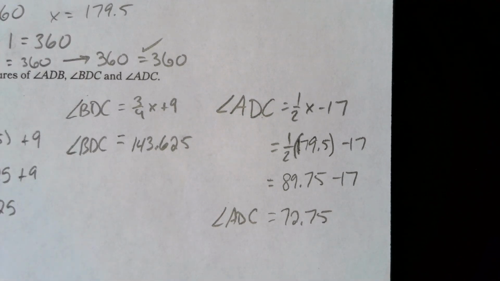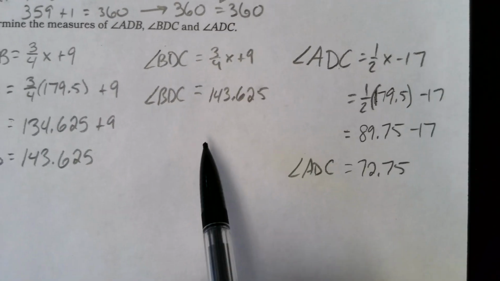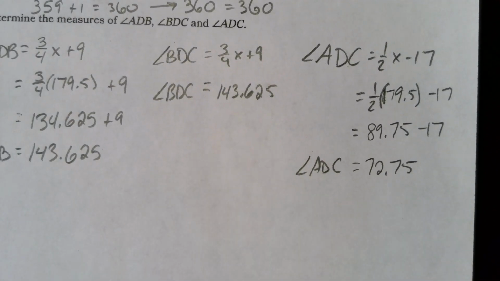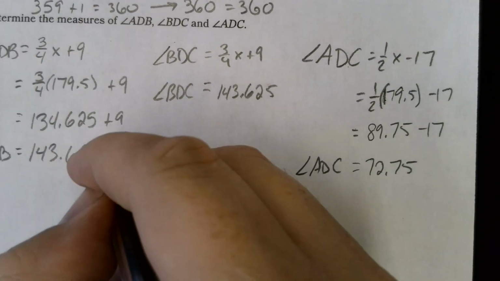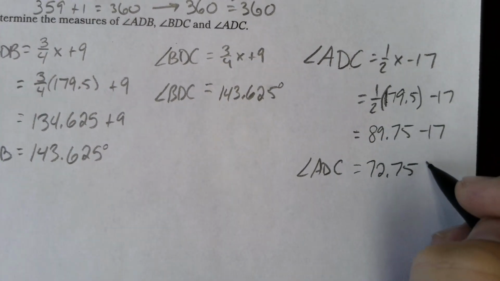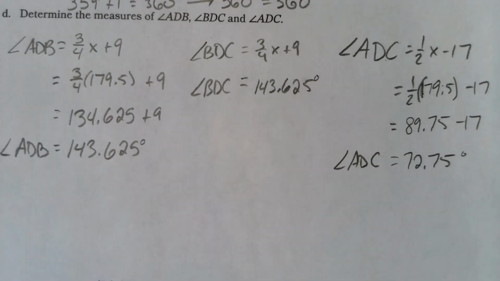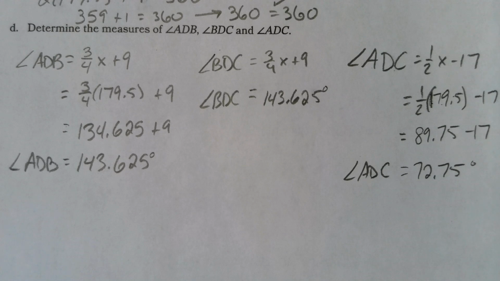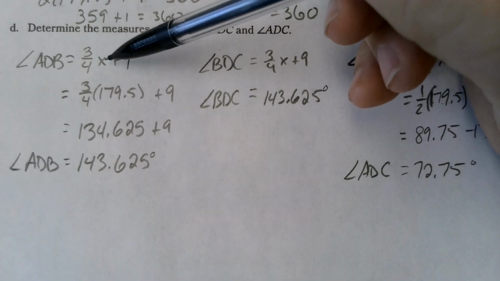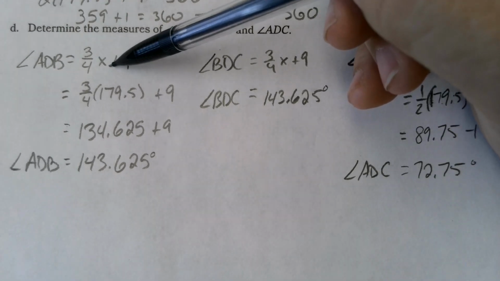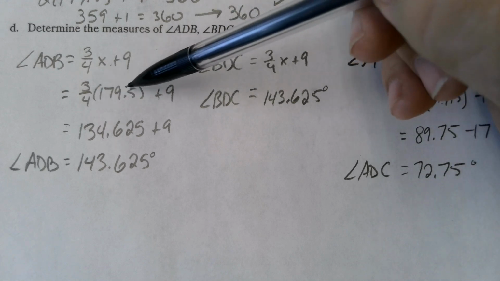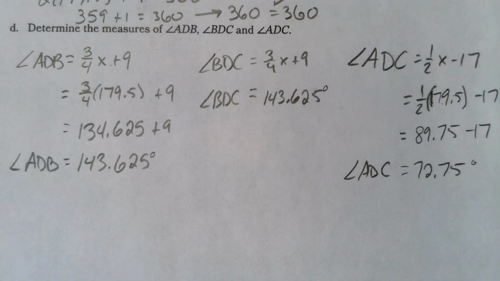If I add all three of these together, that gives me a measurement of 360. Don't forget your degrees. I keep forgetting that. There are your measures. Take what the angle is, replace x, and just follow the order of operations.